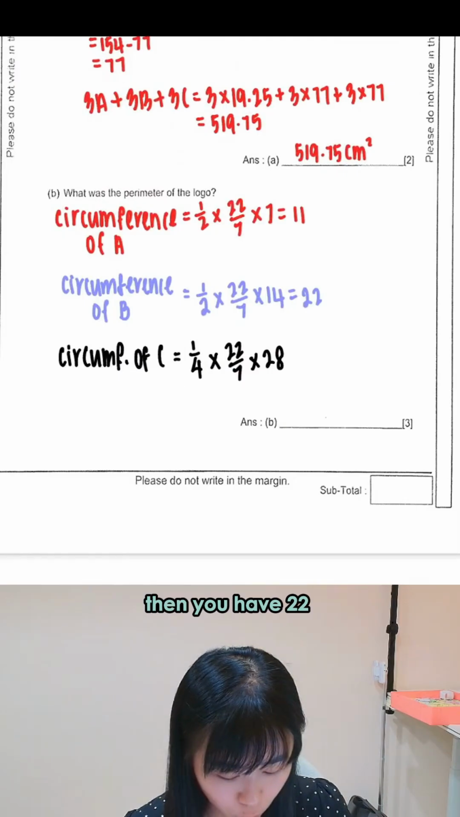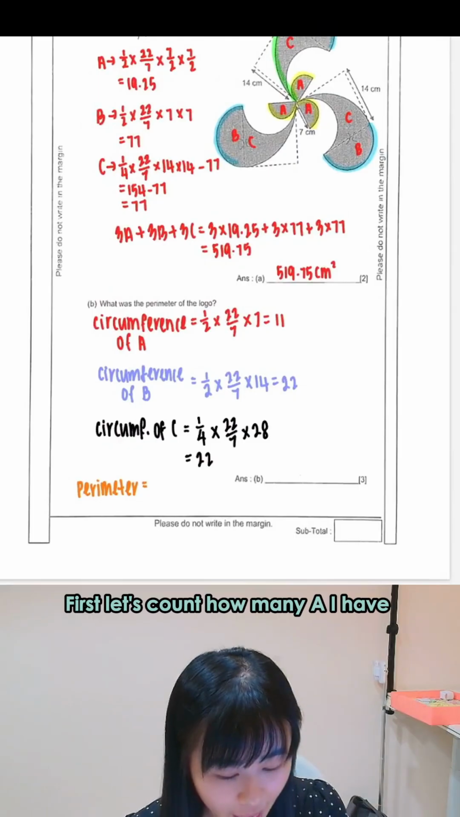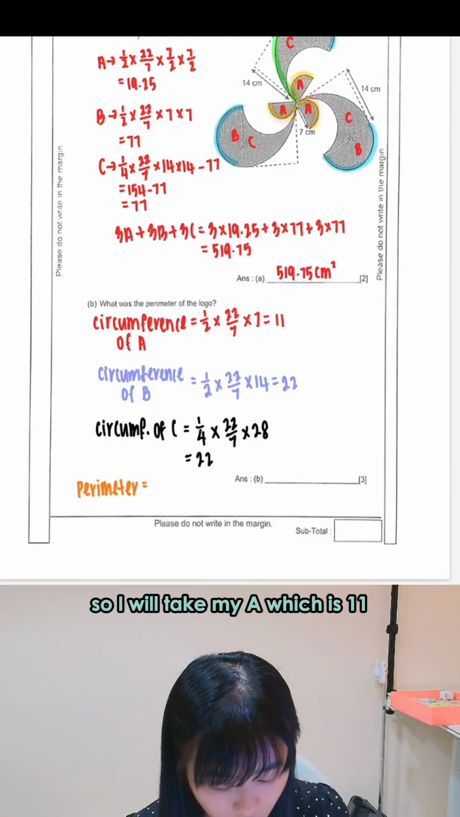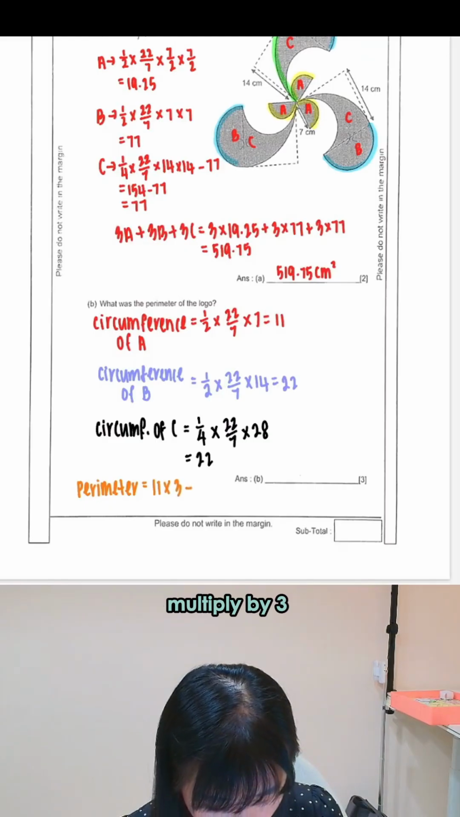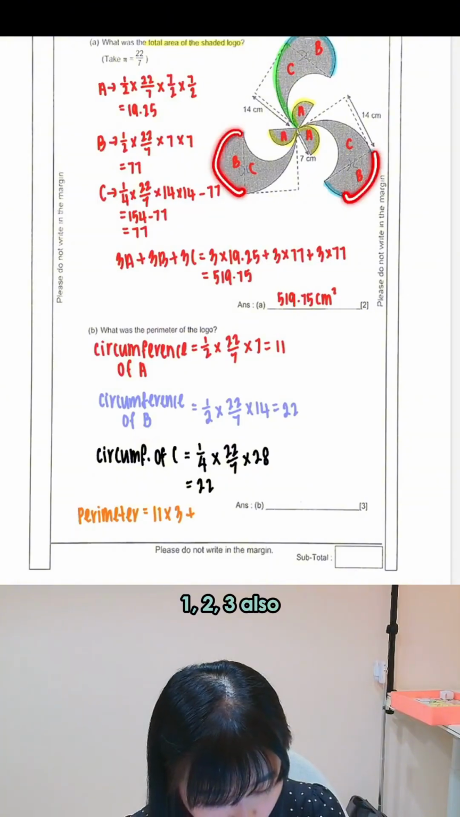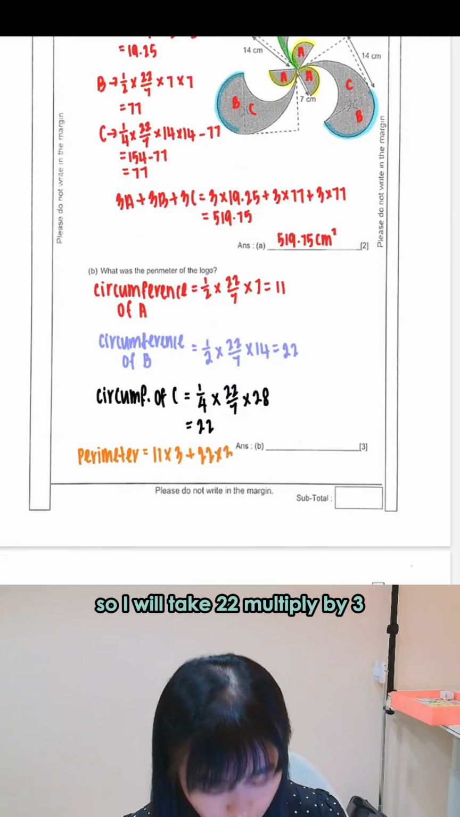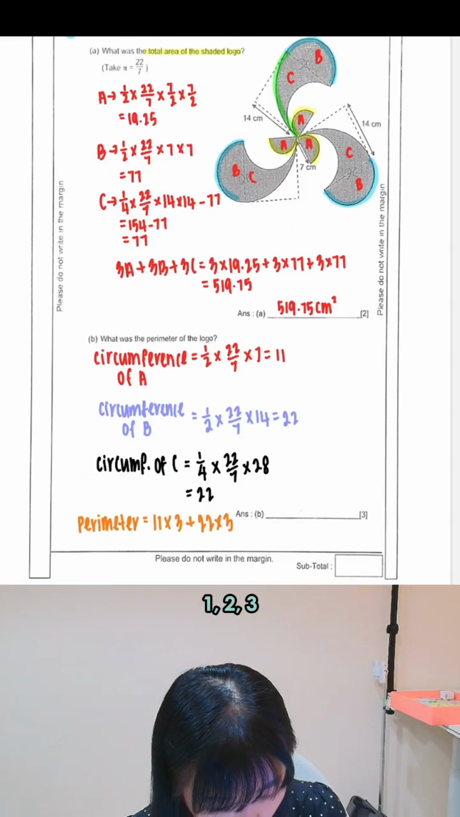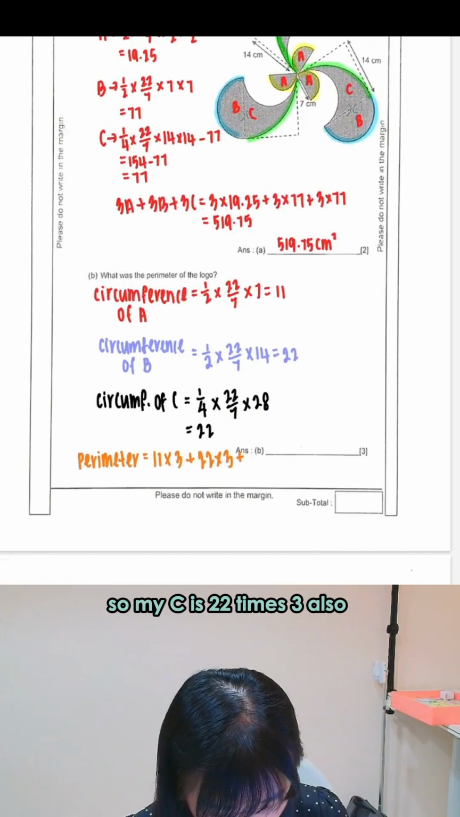So you times 28, then you have 22. So how do I find the perimeter? First, let's count how many A I have. 1, 2, 3. So I will take my A, which is 11, multiply by 3. Next, how many B do I have? 1, 2, 3 also. So I will take 22, multiply by 3. How many C do I have? 1, 2, 3. So my C is 22 times 3 also.